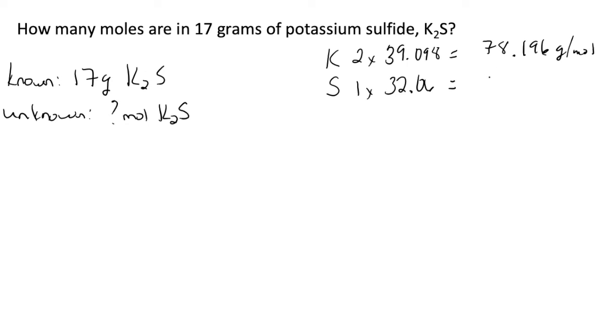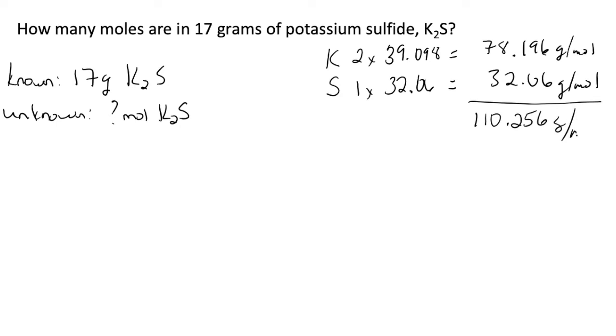And we have 32.06 grams per mole of sulfur in potassium sulfide. If we were to add those two together, then we have a total molar mass for potassium sulfide of 110.256 grams per mole.